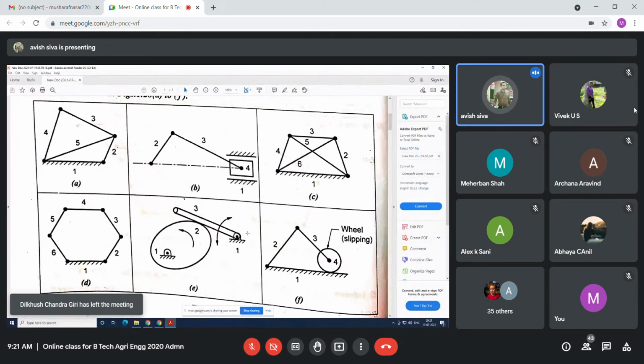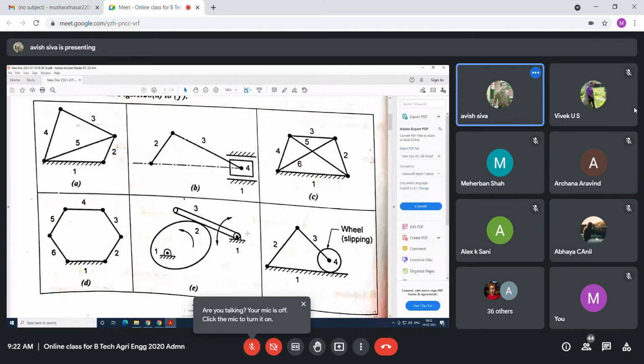See, look at figure C. It is clear from the figure that the number of links is equal to 6. And whenever you calculate the number of joints, in that figure you can see 4 ternary joints are there. Ternary joints: 3 connections at a single point. So 1 ternary joint is equal to 2 binary joints. So you will get the total number of binary joints as 4 into 2, that is equal to 8. And number of links is 6.